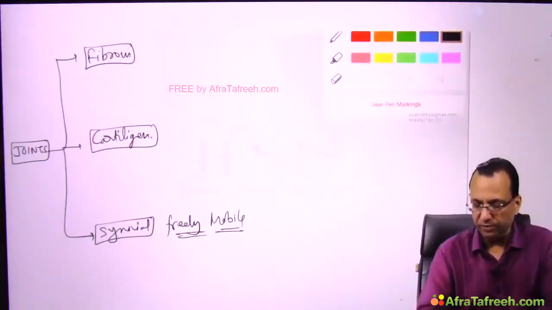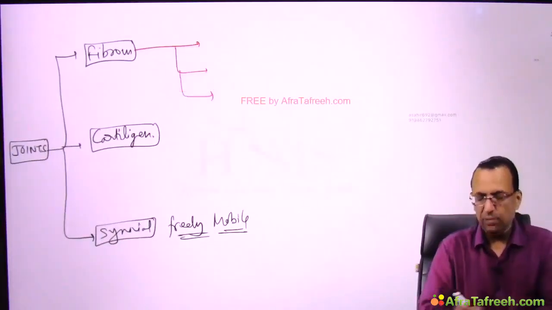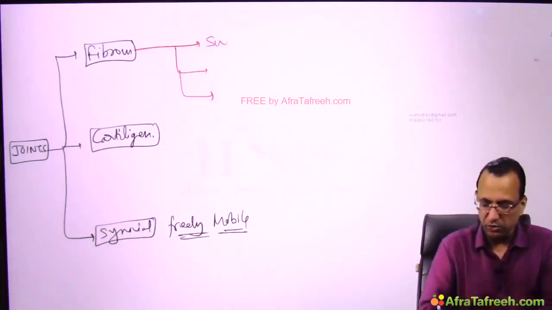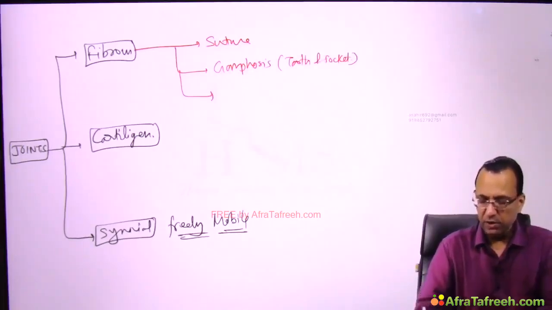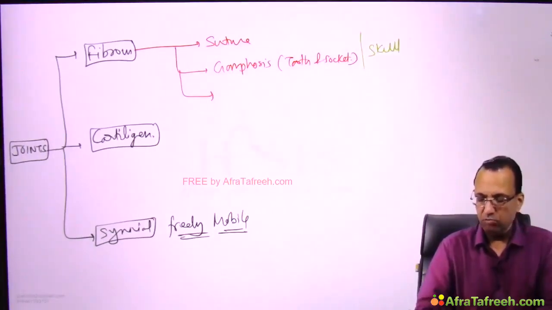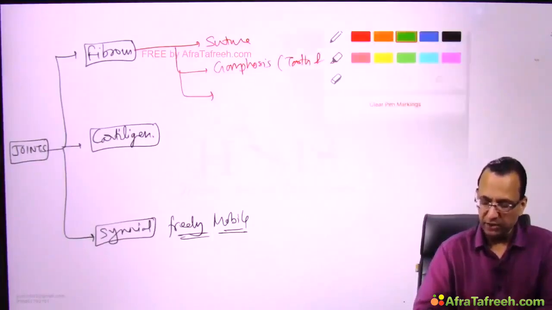Fibrous itself is three types. What are the three types of fibrous joint which have restricted mobility? There was the suture in the skull and gomphosis. What is gomphosis? It is the tooth and socket joint in the skull. Now, both of these are in the skull and they are immobile joints.